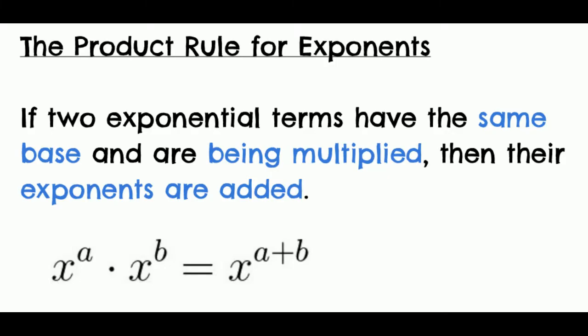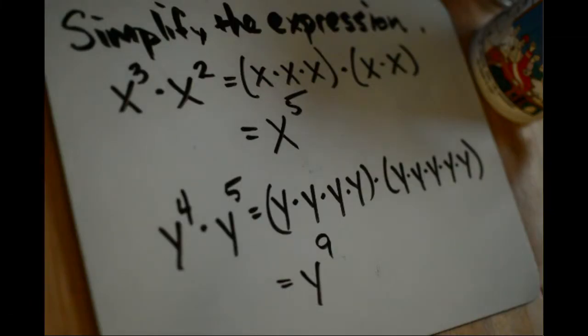In a general form, that would go along the lines that x to the a times x to the b is equal to x to the a plus b. So whatever those exponents are, we are adding those together.